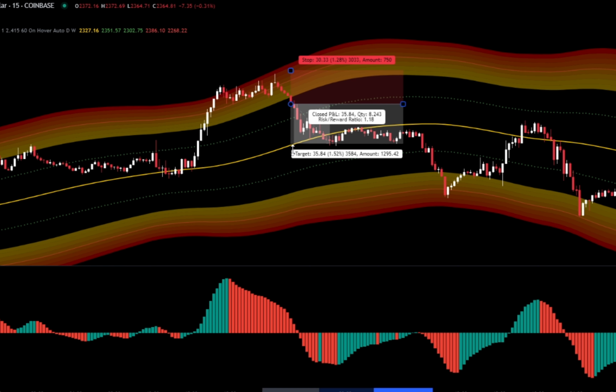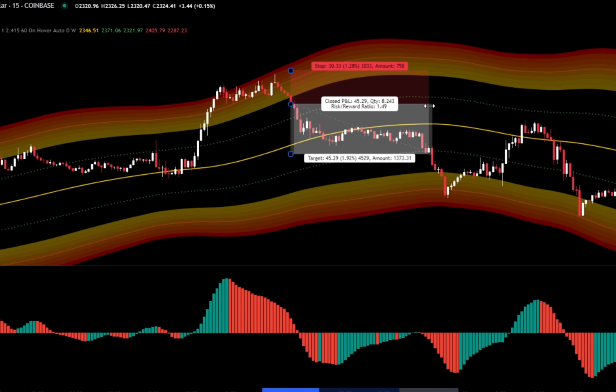Now, here's the thing. Sometimes we'll get a signal to buy or sell, but the Awesome Oscillator won't confirm it right away. In that case, we just gotta be patient and wait for confirmation before making our move.